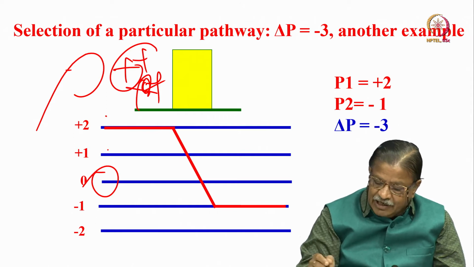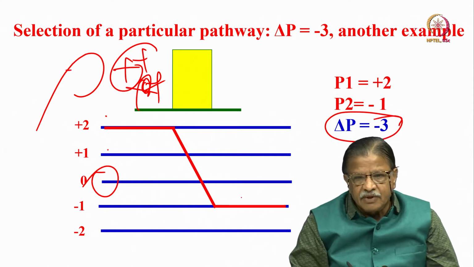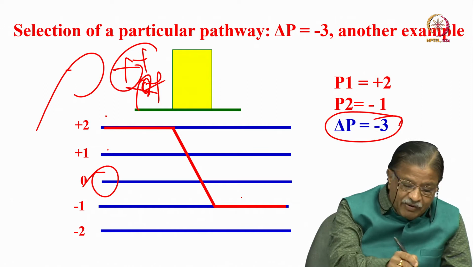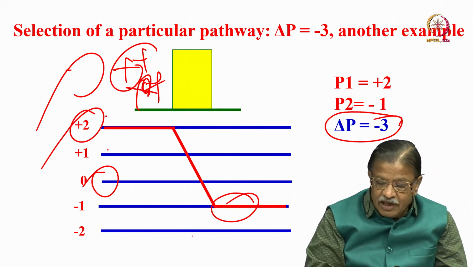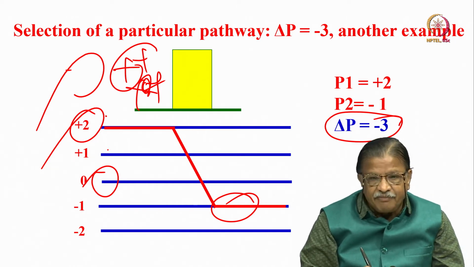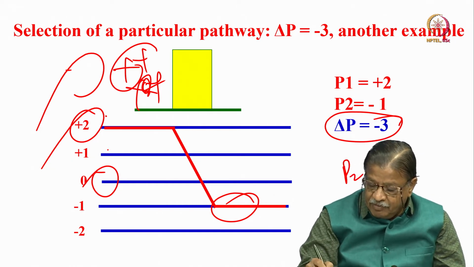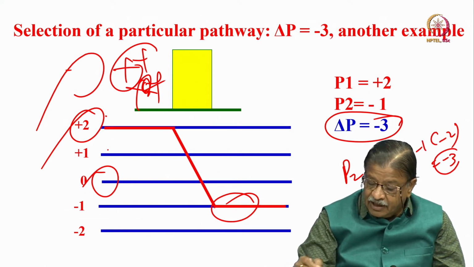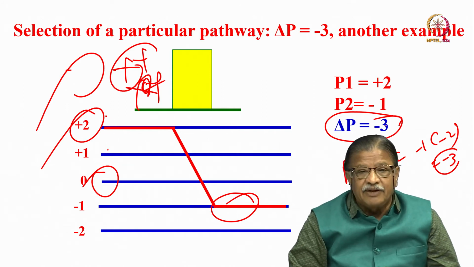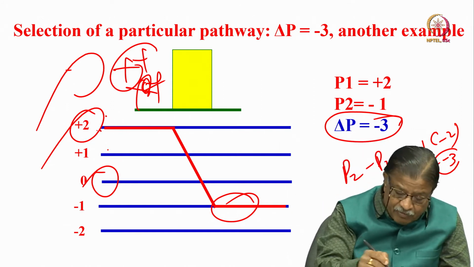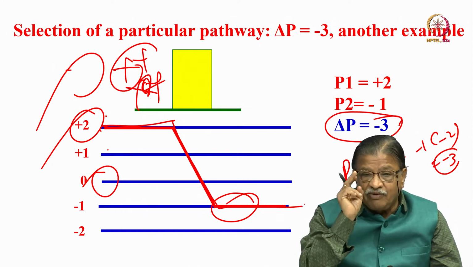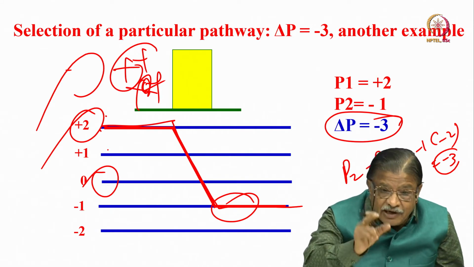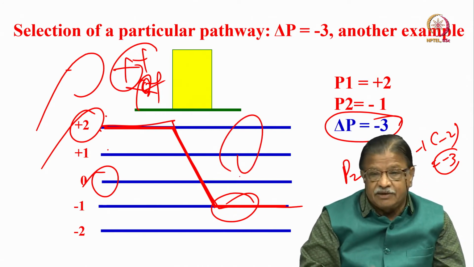I want to select delta P is equal to -3. How do I do that? Now P1 is equal to +2 and P2 is equal to -1. If I take that, now what is my P2 minus P1? P2 minus P1 is equal to -1 minus 2 is equal to -3. Then I can select delta P equal to -3. So I have to choose this pathway. See, +2 to -1 is the pathway. This coherence pathway, if I choose, I will get delta P equal to -3 only. All other things will be rejected.